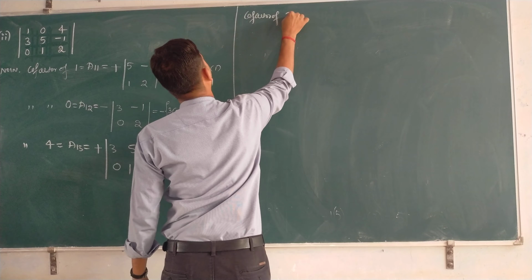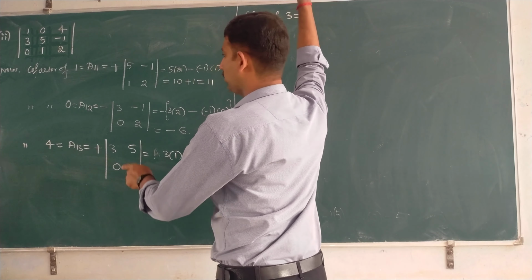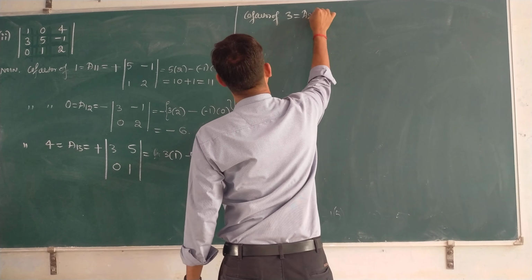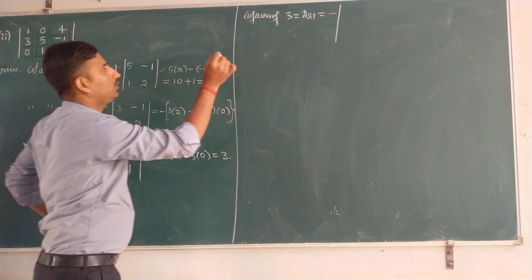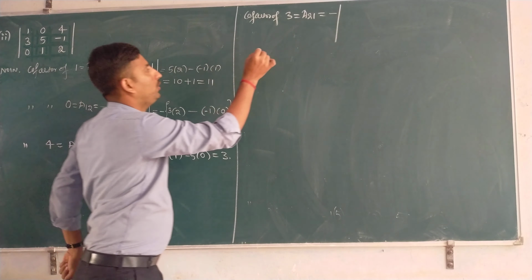Cofactor of 3 is nothing but A21. The position is minus. Why? Because the pattern is minus plus minus. This row and column we have to eliminate, leaving 0 4 1 and 2, which is nothing but minus of 0 into 2 is 0 minus 4, that is minus 4. Minus of minus 4 gives plus 4.